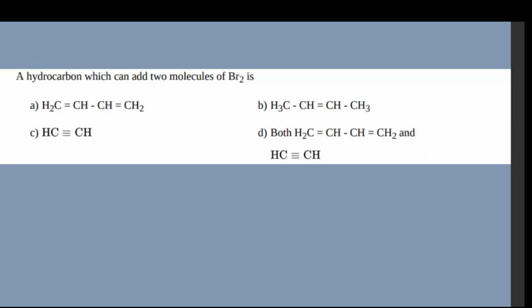A hydrocarbon which can add two molecules of Br2. For this, there should be a double bond or triple bond, with free bonds available in the hydrocarbon. In C it is available, in B it is not available, and in A it is available. So we will go with both A and C.